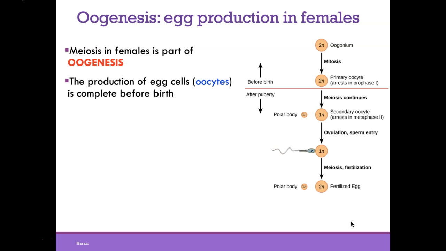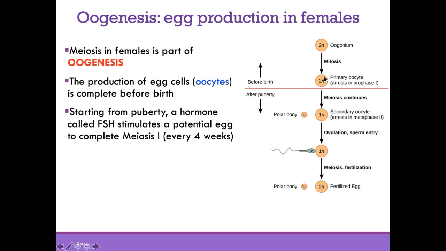And oogenesis is egg production in females. So meiosis in females is part of oogenesis. And the production of egg cells, called oocytes, is complete before the female's birth. So even before birth, these oogonia, these germ cells in the ovaries, produce primary oocytes, but these arrest in prophase I. So these primary oocytes are in the ovaries, but they arrest at prophase I until puberty.